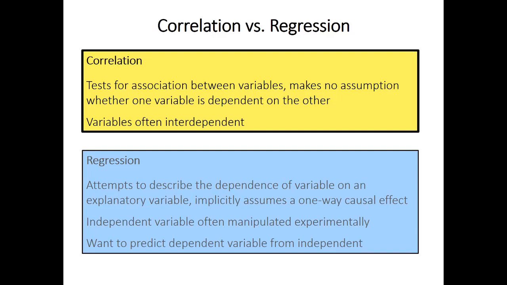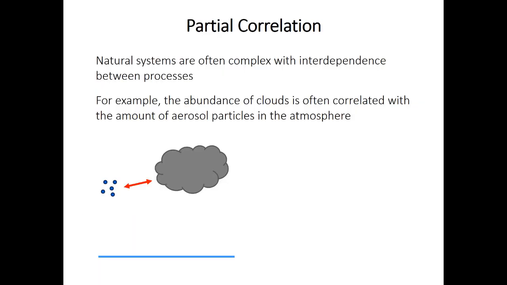Regression is technically used when you think that one variable is actually causing changes in the other, or you want to predict one variable from measurements of the other. In reality, you often see people using these methods interchangeably, and you'll see from this video, partial correlation does kind of blur the lines between strict association and strict causality because of something which you'll learn called confounding variables. But partial correlation is often quite useful because natural systems can have a lot of interacting or interdependent processes.